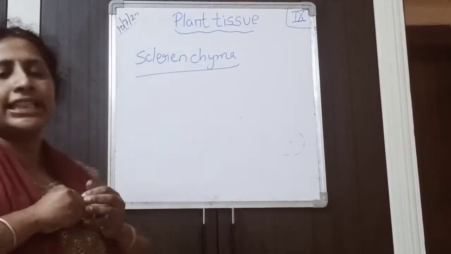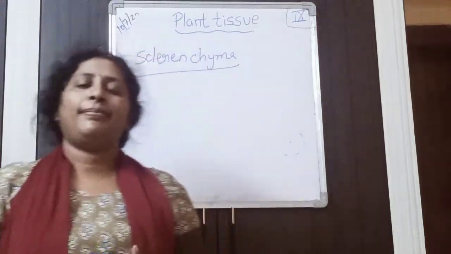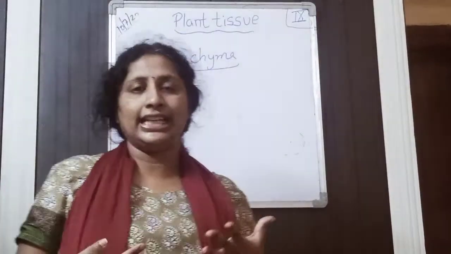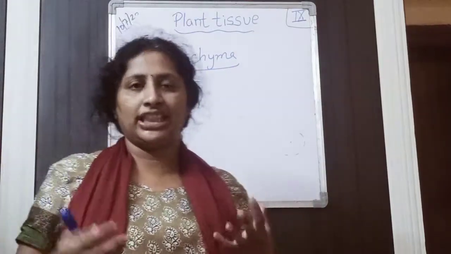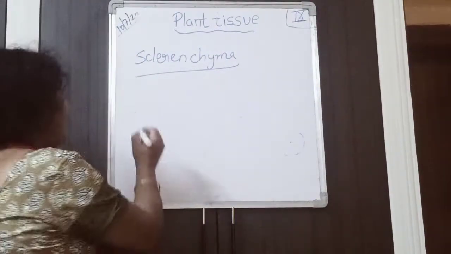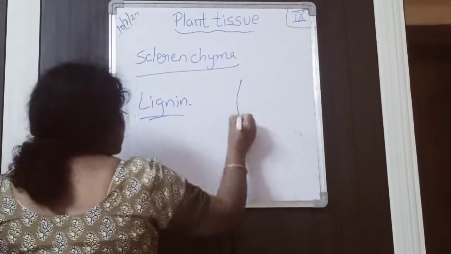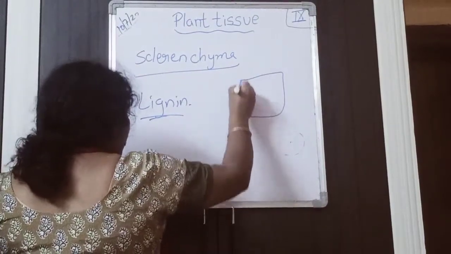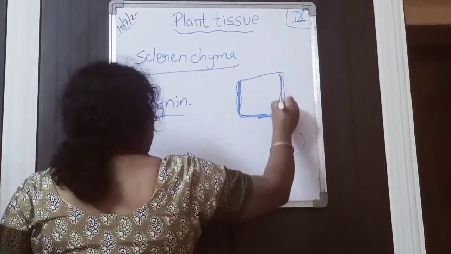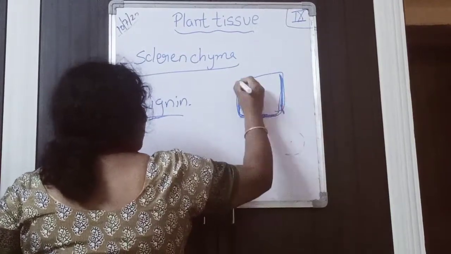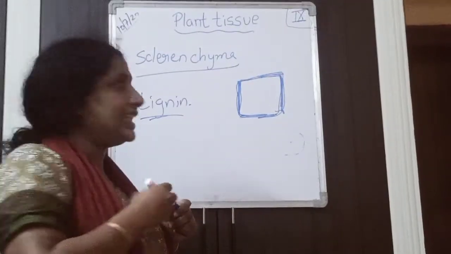Next one is sclerenchyma. So what is sclerenchyma? The cells of this sclerenchyma are very thick, and they are made up of lignin. Which means the cell wall is very thick, made up of lignin. And they are dead cells.